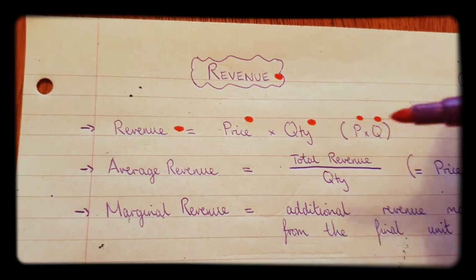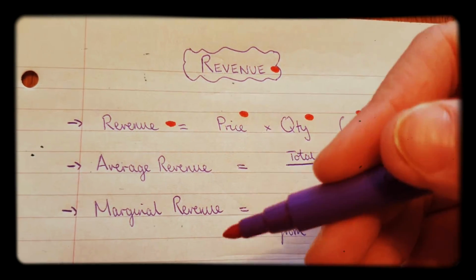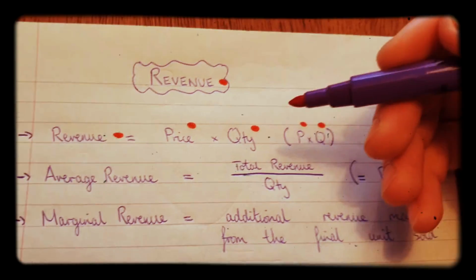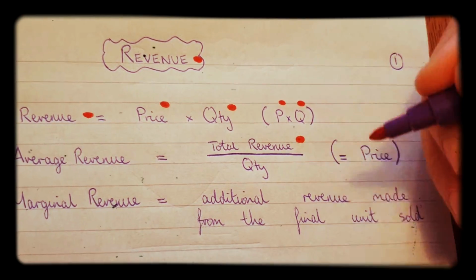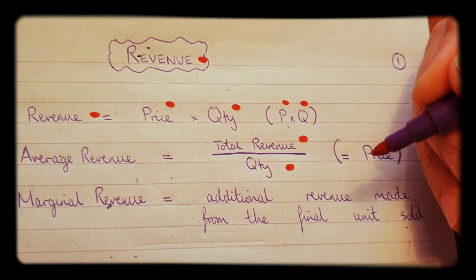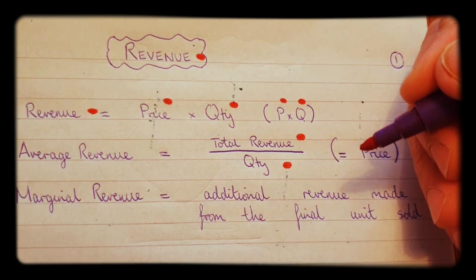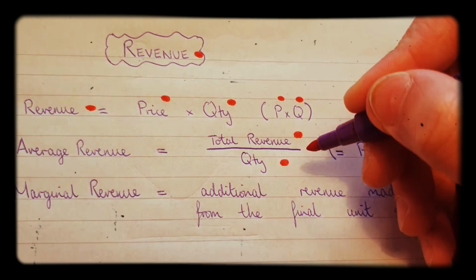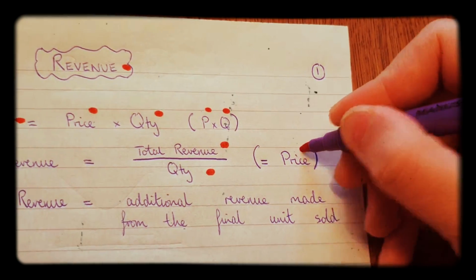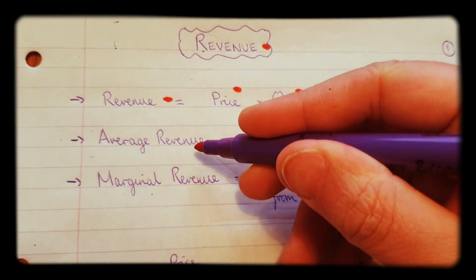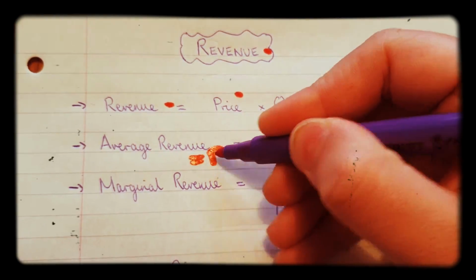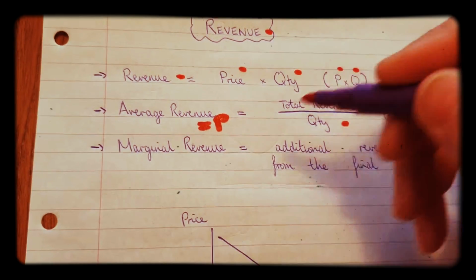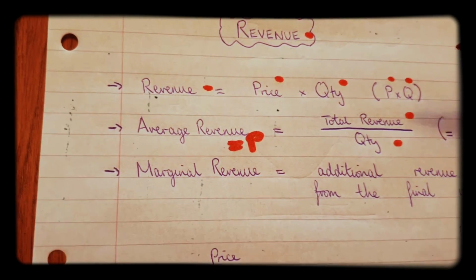Now your average revenue, which is the revenue you make per unit, is the total revenue divided by the number of units you sell. Total revenue divided by quantity. If you do that, you will end up with the price. So average revenue equals price.